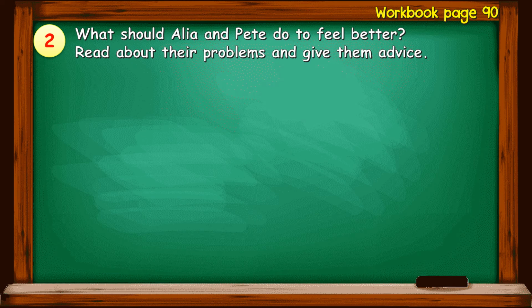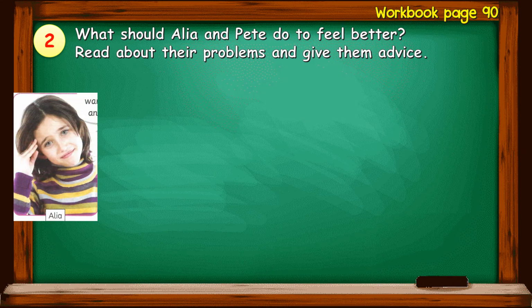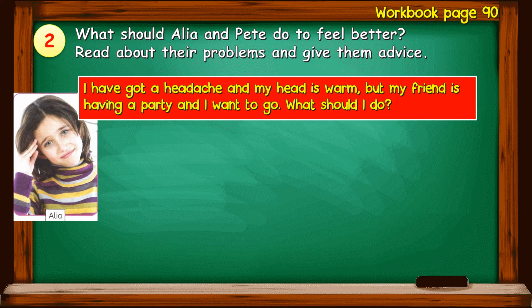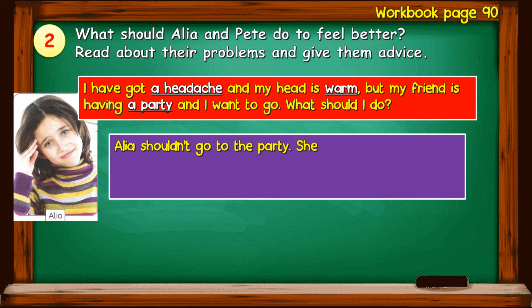Workbook page 90. 2. What should Alia and Pete do to feel better? Read about their problems and give them advice. I've got a headache and my head is warm. But my friend is having a party and I want to go. What should I do? Okay, Alia has got a headache. Her head is warm, but her friend is having a party. Alia shouldn't go to the party.